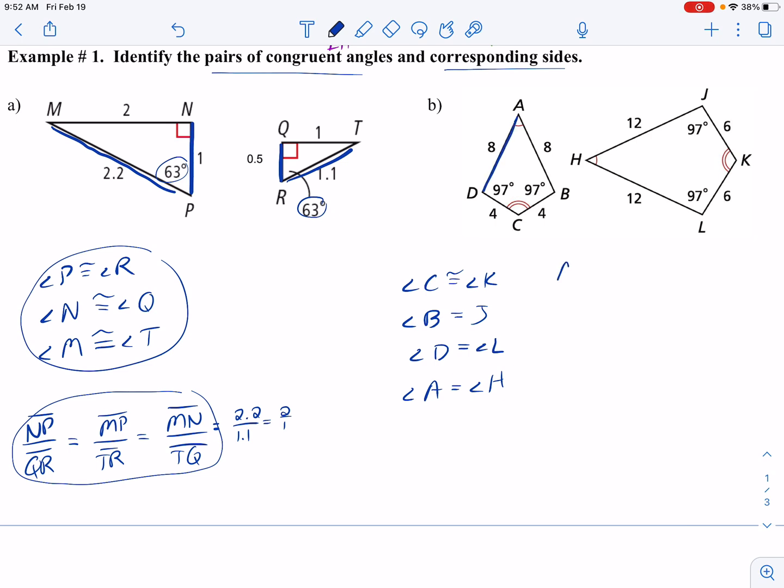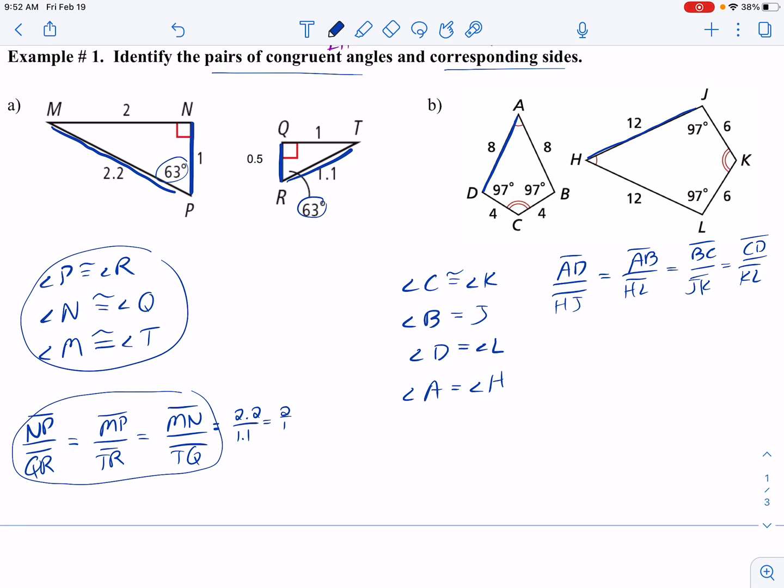Okay, how about for our sides? AD, we said side AD. Well, AD would pair to HJ. You could have also done the other side to HL, that's fine. AB then would correspond to HL. BC corresponds to JK. And CD corresponds to KL.